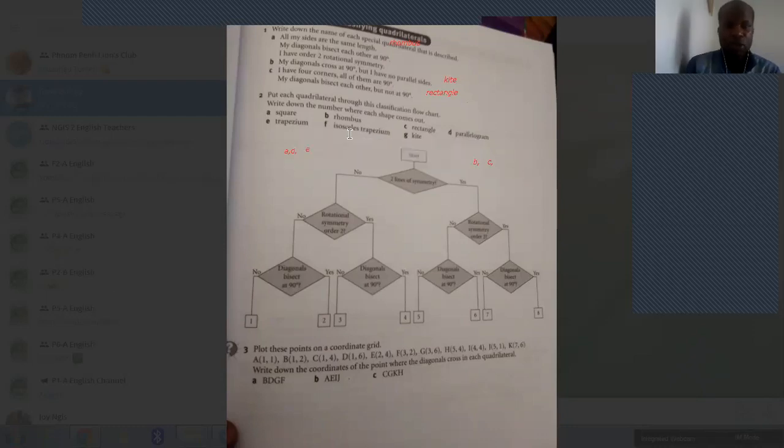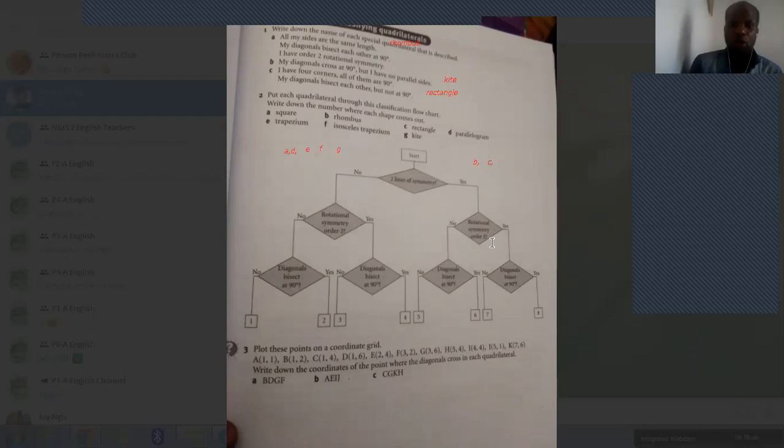Right, let's look at an isosceles trapezium. How many lines of symmetry? It has got only 1. So it is supposed to also be here. F. A kite has got 1 line of symmetry, so it is supposed to be here. So it's going to be G. If you look at it, you are going to find out that these shapes are the ones that are over there, isn't it?